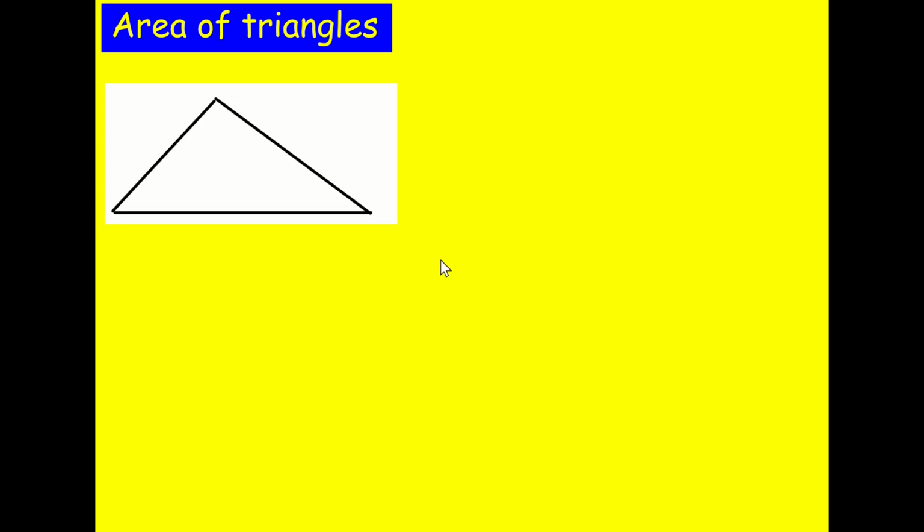Hi, today we're going to revise the area of a triangle. How can we calculate it? And I want you to first of all recall the way of calculating it. Pause the video and have a think.